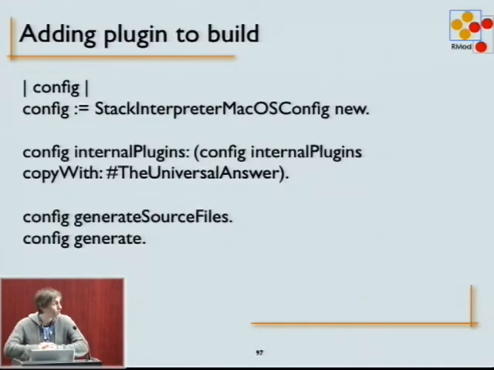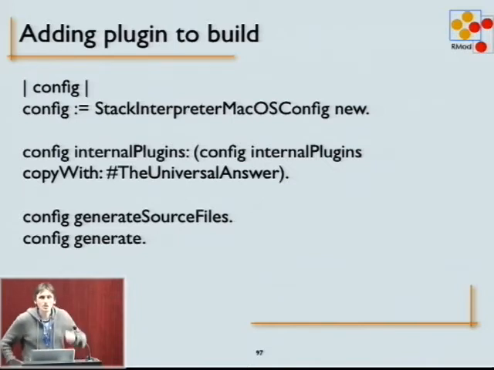Let's proceed. Now, adding our plugin to the build. Type this in the workspace. Take one of the configurations you used for building the VM and put it instead of the StackInterpreter macOS config. What this code does is customize the default configuration by adding an extra plugin, which is our plugin named the universal answer, and then we're doing the same: generating the sources and generating the build configuration.